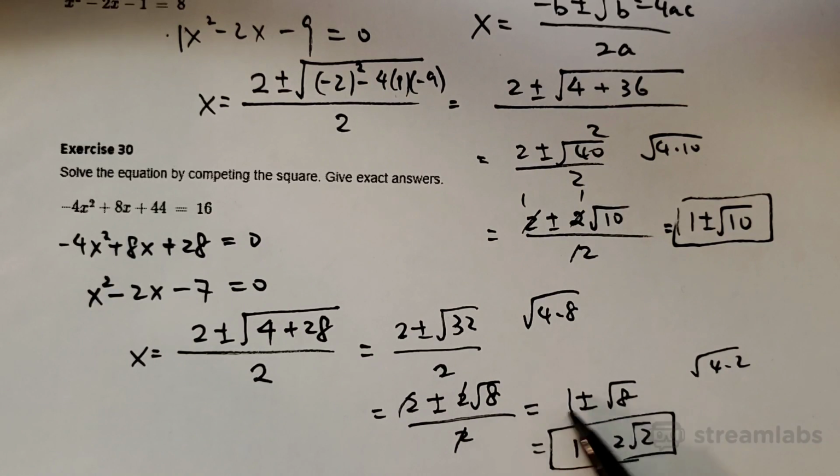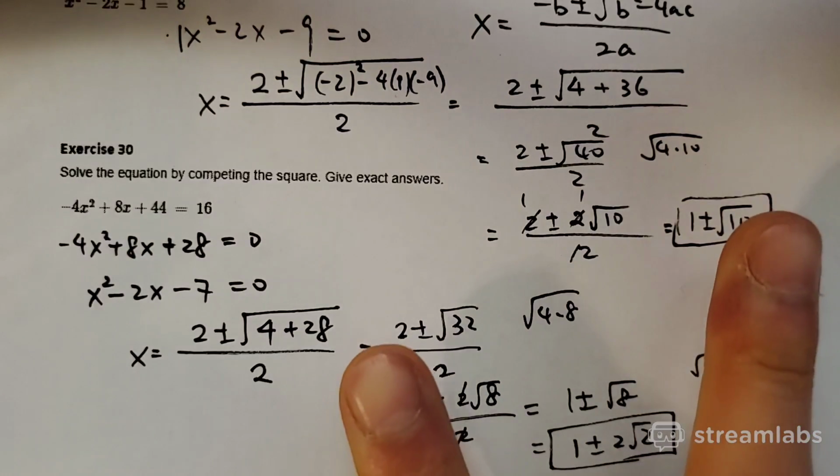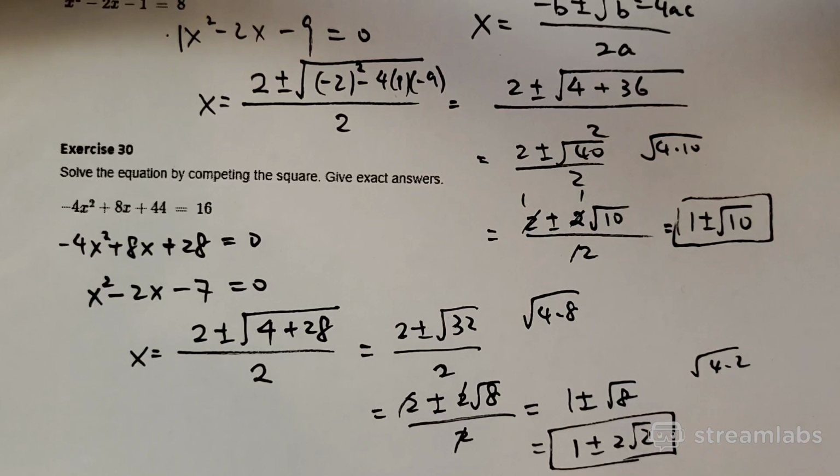After that, once you get the square root of 8, that has a 4 in it too, right? So I can take that out as well. But plus or minus gives 2 answers: 1 plus 2 root 2 and 1 minus 2 root 2. So you just write both answers. Okay?